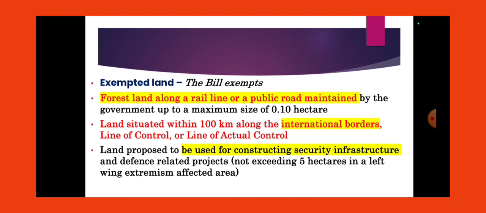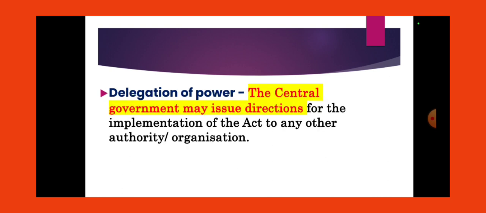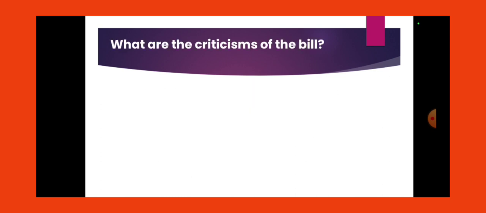extremism affected areas. Assigning forest land requires prior approval: the central government must approve the assigning of forest land to any organization not owned by the government. Delegation of power. The central government may issue directions for the implementation of the Act to any other authority or organization. What are the criticisms of the bill?